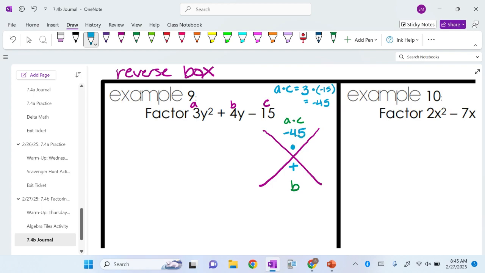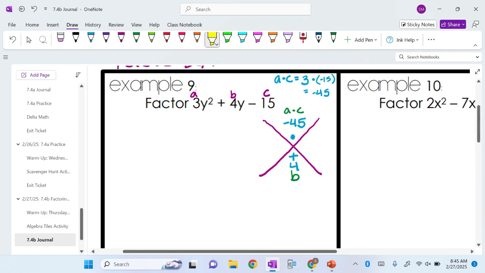So this is where it differs from what we've been learning. We don't just put the negative 15. We have to account for this 3 in the front. Now, the bottom is still just your B value. What's my B value? 4y, and in this case just the 4. Remember, when we're doing the big X, we only really care about the numbers. So I now need to find factors of negative 45 that add to 4.